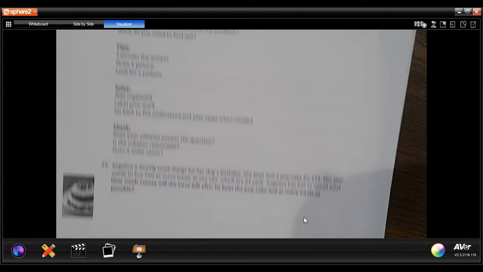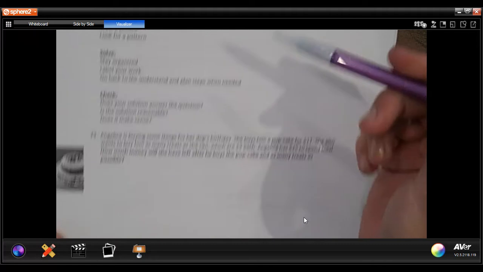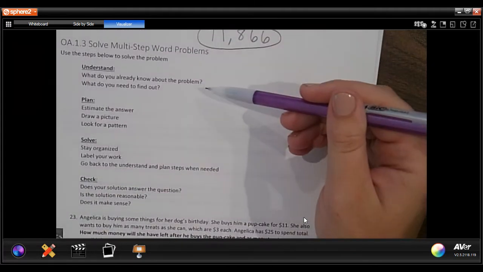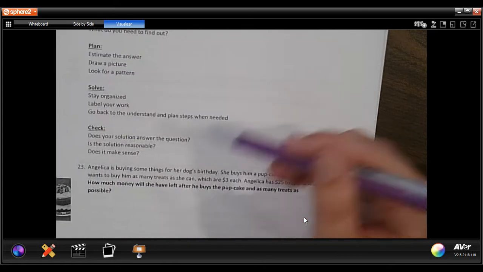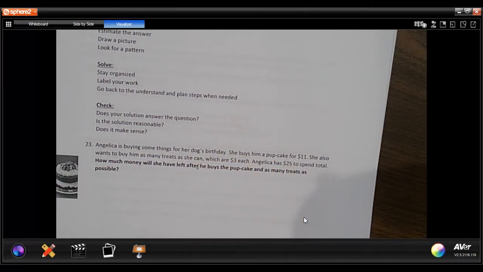So now I'm going to come down to problem number 23 and read over it and annotate my text. And I'm first going to do the understand strategy. So while I read it, I'm thinking about these two questions. Angelica is buying some things for her dog's birthday. She buys him a cupcake for $11. She also wants to buy him as many treats as she can, which are $3 each. Angelica has $25 to spend total. How much money will she have left after she buys the cupcake and as many treats as possible?